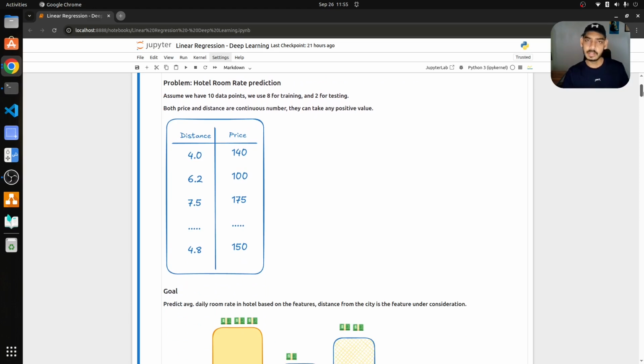And the dataset under consideration is a hotel room rate prediction where you have a feature called distance and a target variable price, both of which are continuous numbers and can take any positive value. So we'll be assuming we have 10 data points and we'll be using 8 for training and 2 for testing purpose.